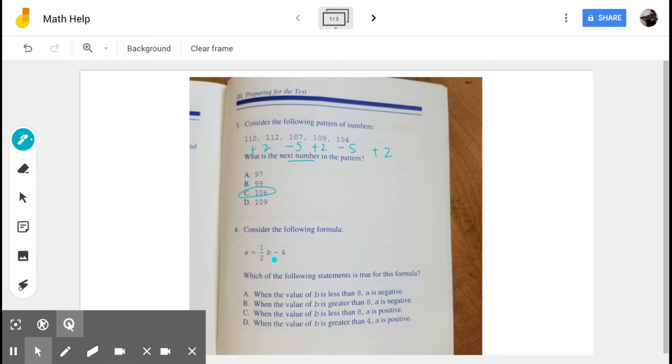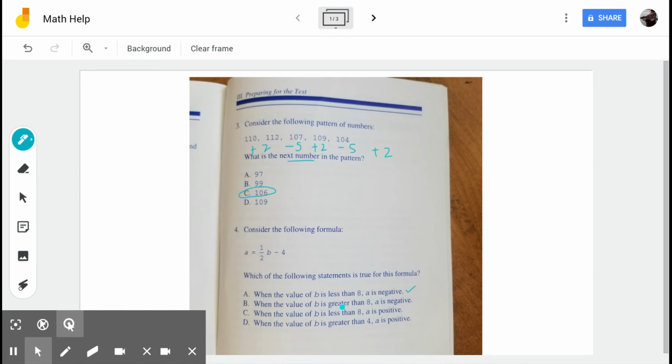So let's say B equals 6. I'm going to choose 6 because it's even. Half of 6 is like 6 divided by 2, or half of 6 is 3. Minus 4 is negative 1, so that is true. And I might try another number just in case. Let's try 2. Half of 2 is 1. Minus 4 is negative 3, so it works again.